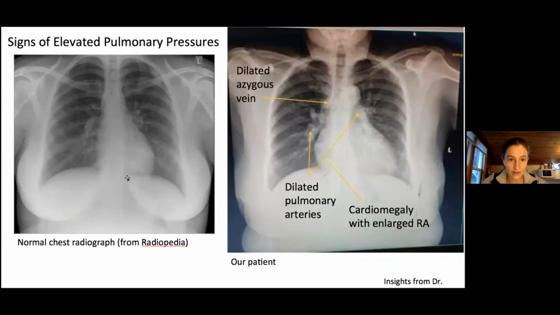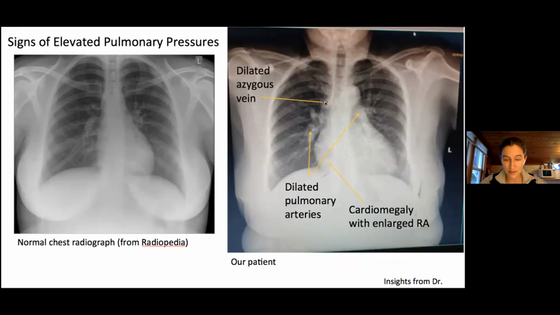So this is normal. This is our patient. And if we look closely, you can see signs of pulmonary hypertension here. So these are dilated pulmonary arteries. There are normal values for these, that if you're in a system where you can measure the diameter, you can compare to normal values. We didn't have that ability on rounds, but if you compare to this normal film, you can see that they're generous, that they're more radio-opaque and wider. So these are dilated pulmonary arteries.